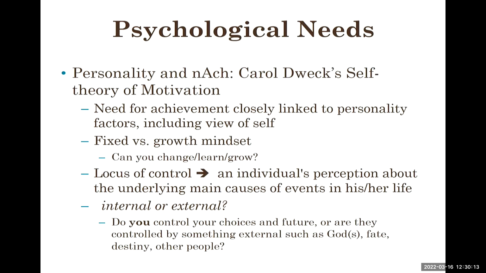So personality and need for achievement. So like I said, the need for achievement varies from person to person, right? And Carol Dweck has a self-theory of motivation, and she and many other people believe that your need for achievement is really related to your personality, okay? Including your view of yourself, as well as other personality factors, right? So Carol Dweck talked about fixed and growth mindset. And this has become a pretty important theory here.